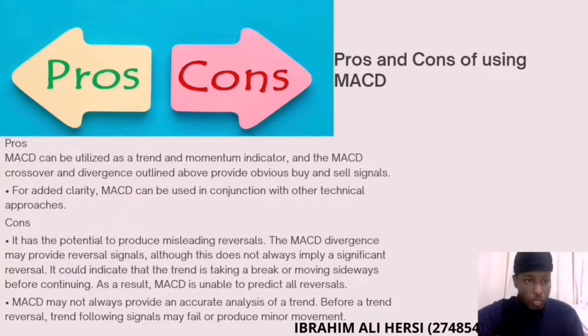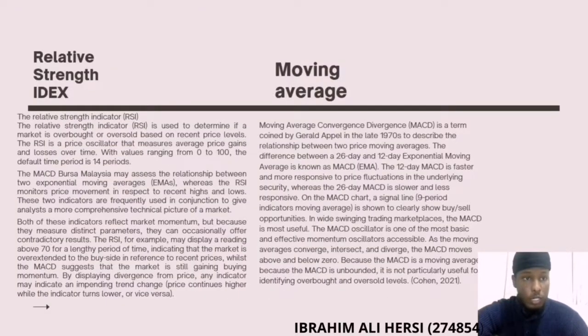Cons: it has the potential to produce misleading reversals. The MACD divergence may provide reversal signals, although this does not always imply a significant reversal. It could indicate that the trend is taking a break or moving sideways before continuing. As a result, MACD is unable to predict all reversals. MACD may not always provide an accurate analysis of a trend. Before a trend reversal, trend following signals may fail or produce minor movement.